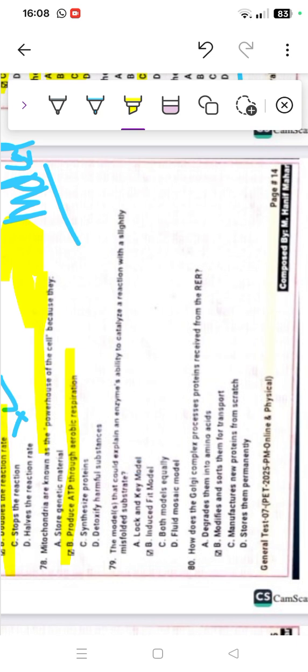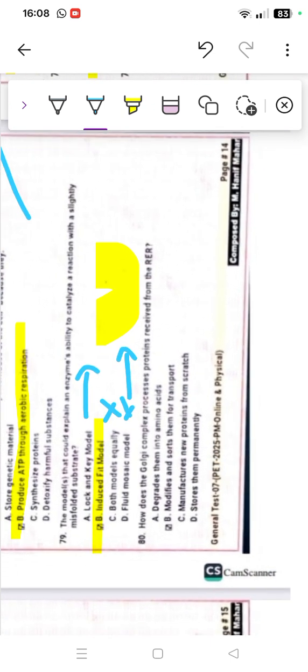The models that could explain an enzyme's ability to catalyze a reaction when slightly misfolded. Misfolded means the shape can change. That happens in the induced fit model, not in lock and key, which was given by Emil Fischer. He just says we need a particular key, a particular substrate, to bind. Both models, no, it's wrong. Fluid mosaic model, no, this is about plasma membranes, given by Singer and Nicolson. What does the Golgi complex do with proteins received from RER? They simply modify and sort them for transport. So the Golgi complex's work is to transport and modify all these. I hope it's clear.